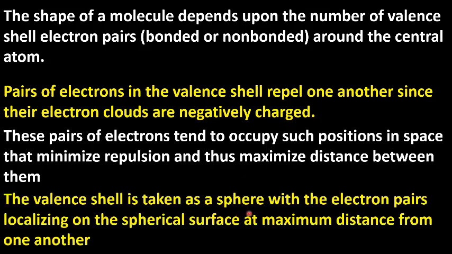The valence shell is taken as an imaginary sphere with the electron pairs localized on the spherical surface at maximum distance. The electron pairs are imagined to be situated on the surface of this imaginary sphere so that the repulsive forces become minimum. Therefore, the distance between them is maximum.